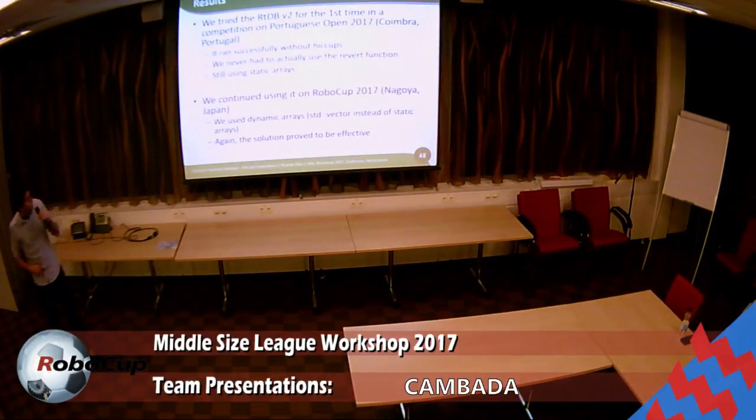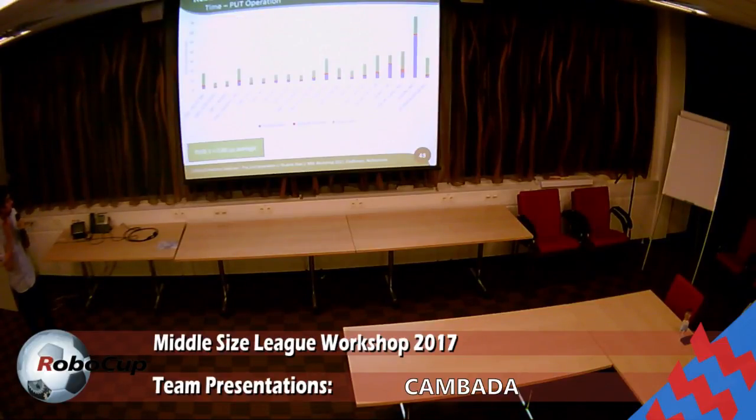Results. We tried it for the first time in Portuguese Open, Coimbra. It ran successfully without any hiccups. We actually never had to revert to the previous version, which was quite good. But we were still using static arrays. So we basically enabled the RTDB option, and our structures remained the same. So we were still sending too much data. Then in Nagoya, we moved to dynamic arrays, and again the solution proved to be effective.